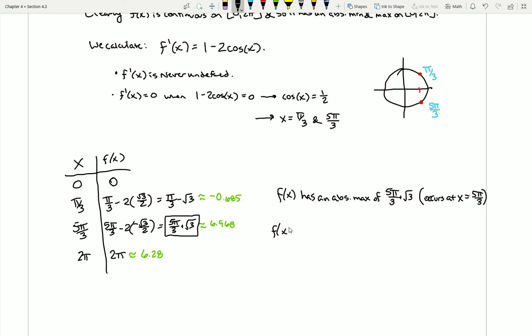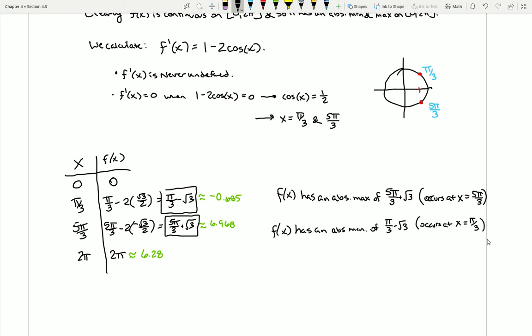And I can also see here that f of x has an absolute min of, well, here's the only value in my list that's negative. That's automatically then the smallest, and I need to write the exact value. Notice I'm not writing those green numbers. That would not be the smallest value reached. That would be roughly the smallest value reached. And so this occurs, again, at x is equal to pi over 3.